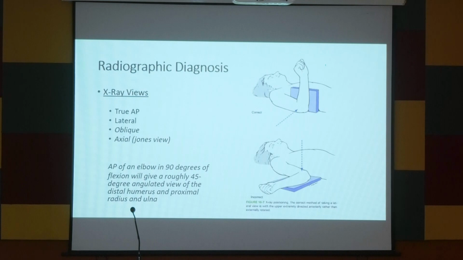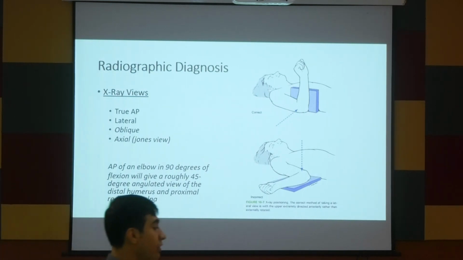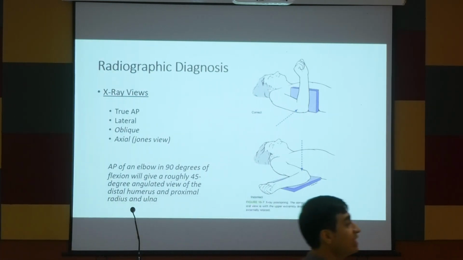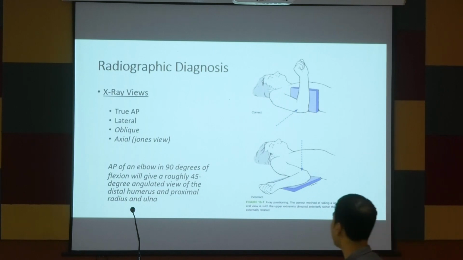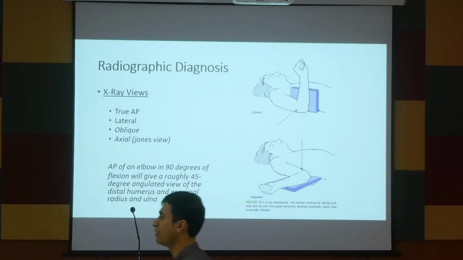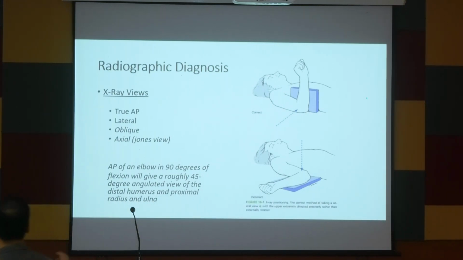Now, what are the X-rays? Suppose a child is coming, you are suspecting there is a fracture. So, the first thing that you will order is an X-ray. Basically, you will order a true AP, a lateral, oblique and axial view. Axial view is not needed, just for completion's sake I have told. Mainly, you have to do an AP and a lateral X-ray.